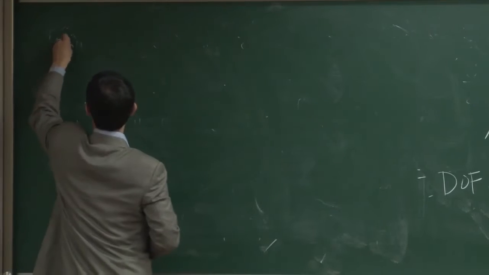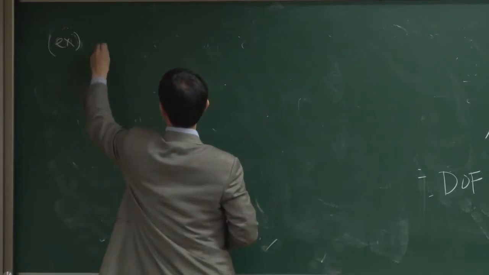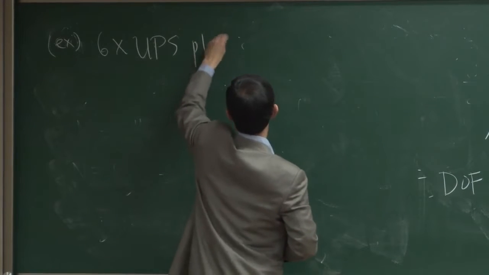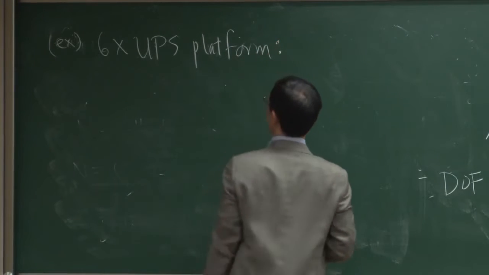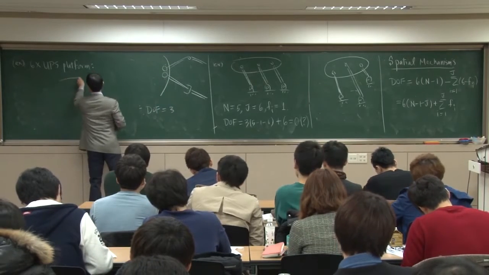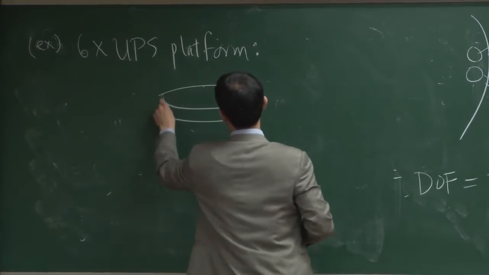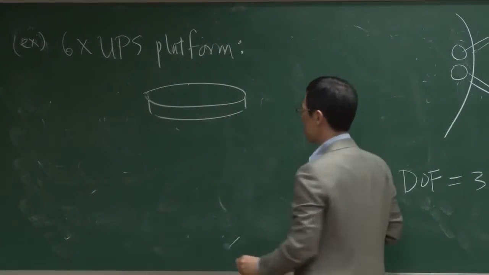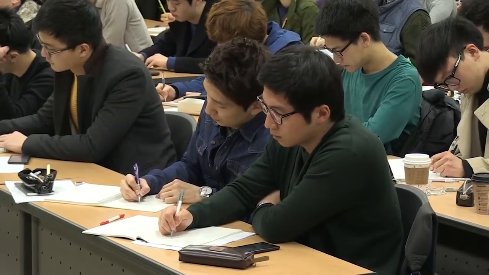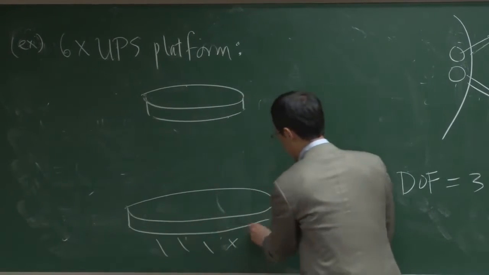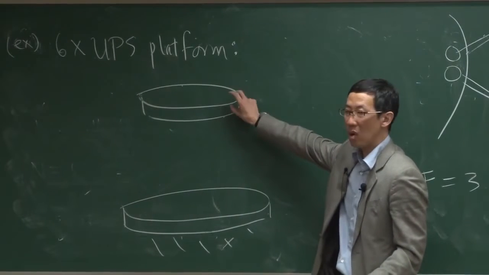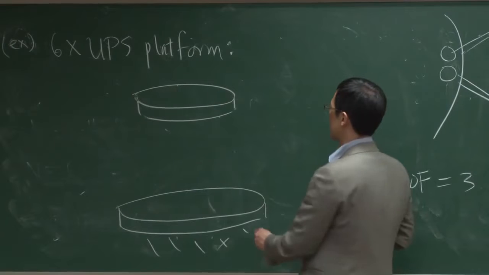All right, let's do an example. This is called the 6 UPS platform. So here's what it looks like. We have an upper platform and a lower base. This lower base is fixed. Think of it as ground. And there are going to be 6 legs connecting this upper mobile base with the fixed base.